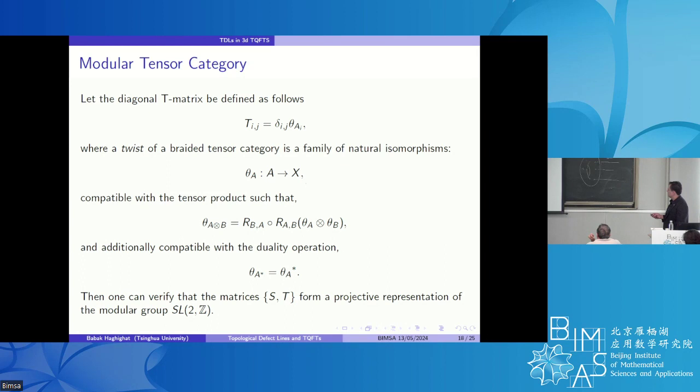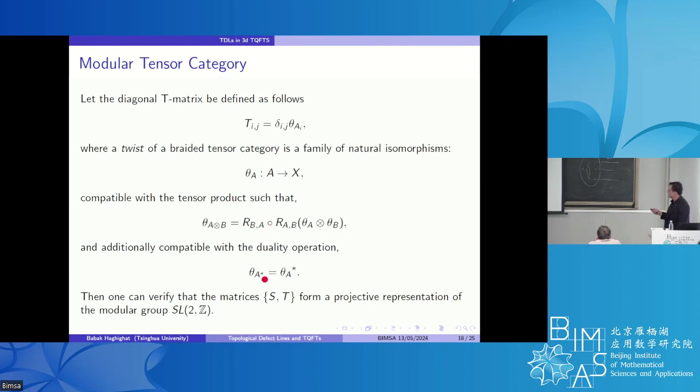Okay, so now there is one more object, a T matrix for modularity. This is just the identity matrix times this theta. This theta here is what is called the twist. And now I go to some mathematical jargon: this forms a braided tensor category, so it has to satisfy certain consistency conditions with the braiding and so on and so forth.